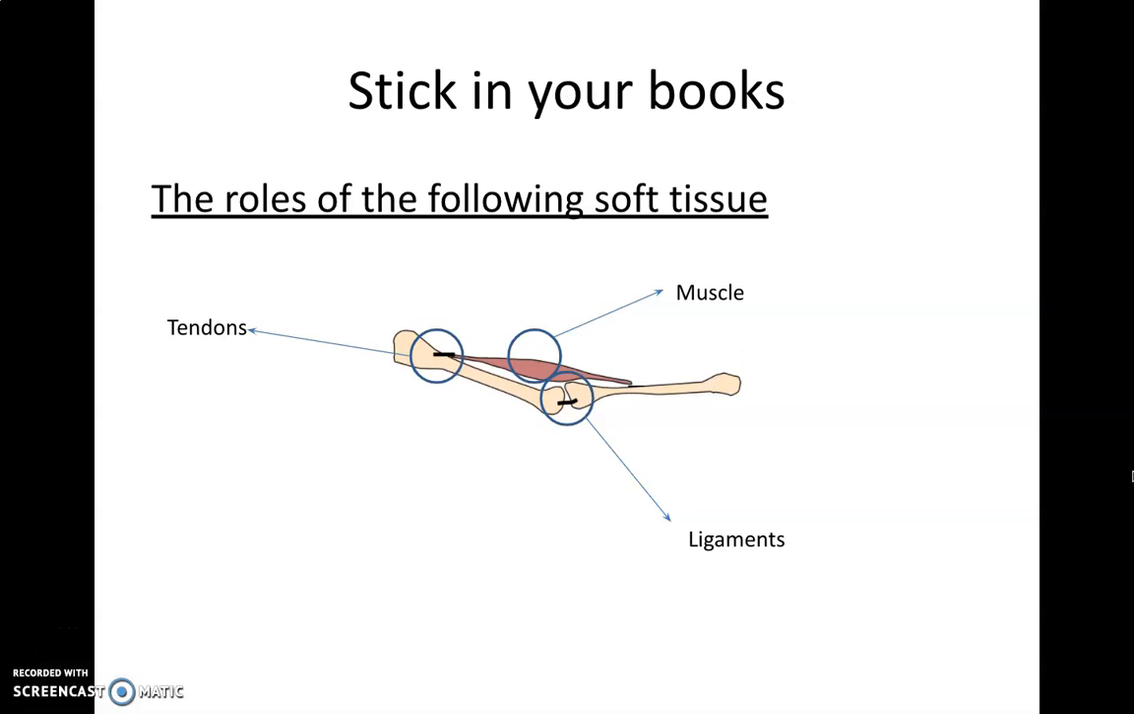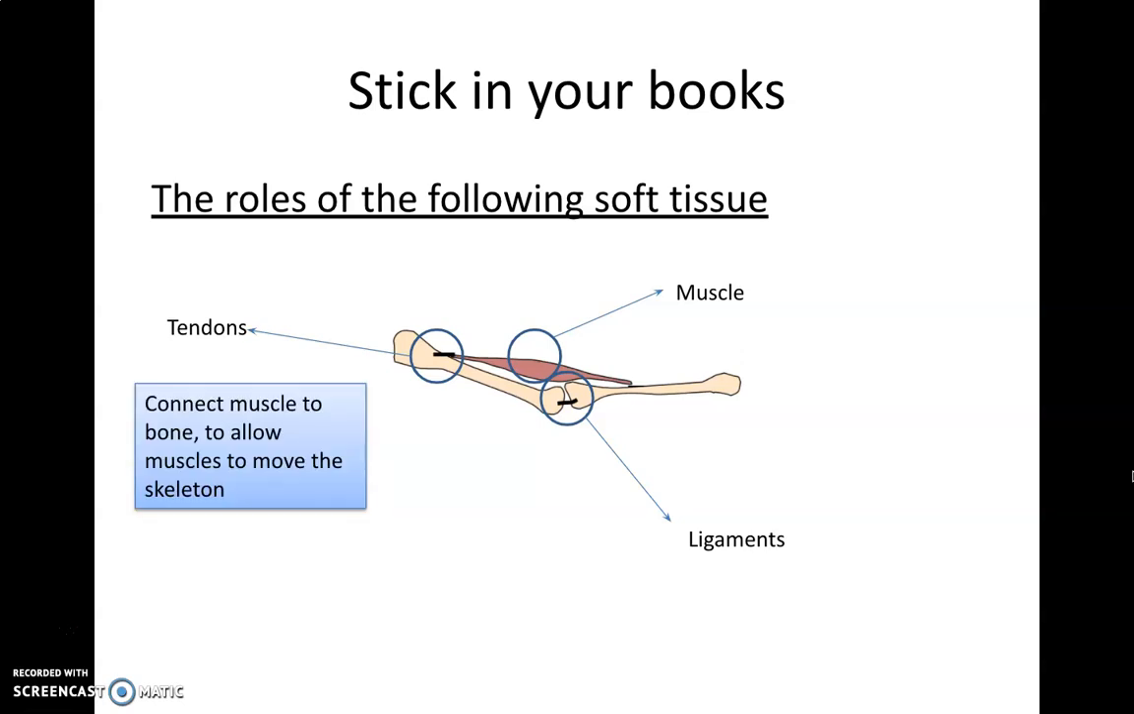So this is just a diagram to refresh your memory. You can see the two bones, and hopefully you remember that ligaments connect bone to bone, so ligaments are bone to bone, and the tendons connect bone to muscle. So you should be able to see that in the diagram. So that's just to jog your memory.